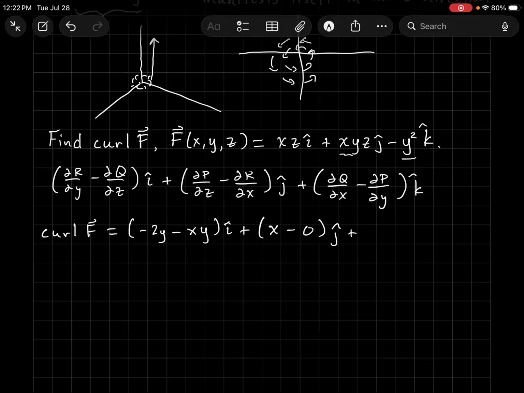And then finally plus the partial of Q with respect to x, so the middle part with respect to x is going to give us yz, and then minus the partial of P with respect to y, which is going to be 0, k. And this is the curl of F.